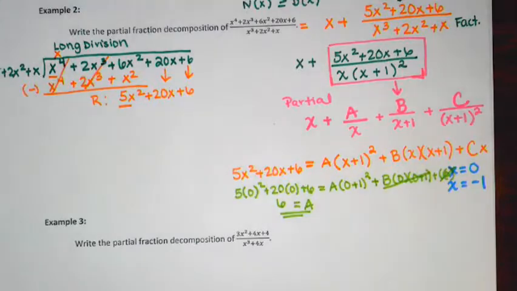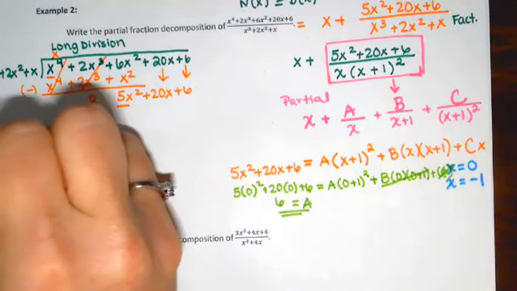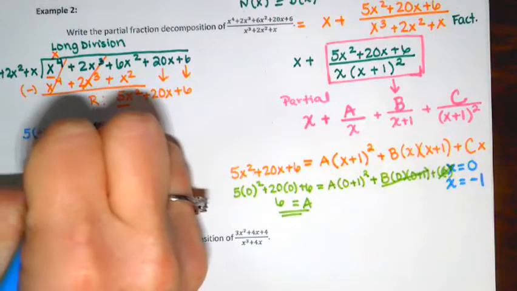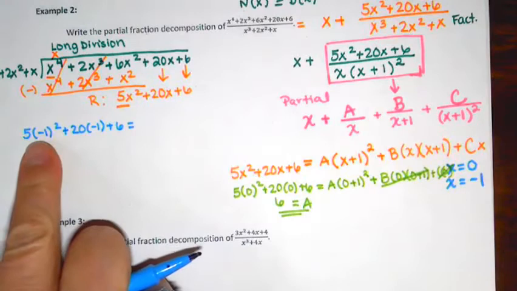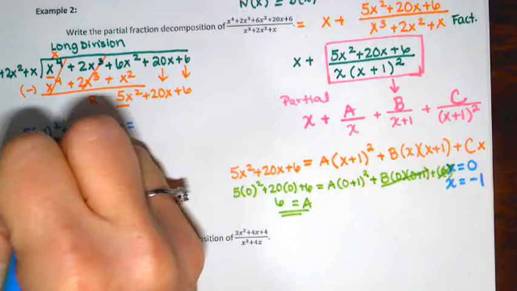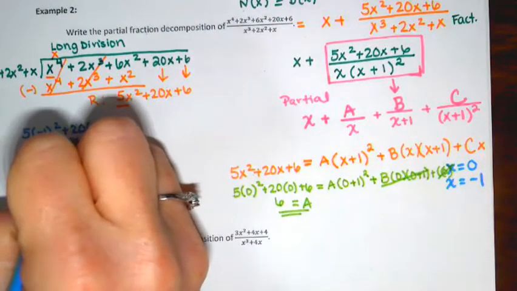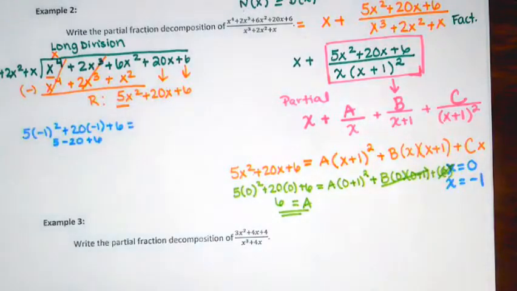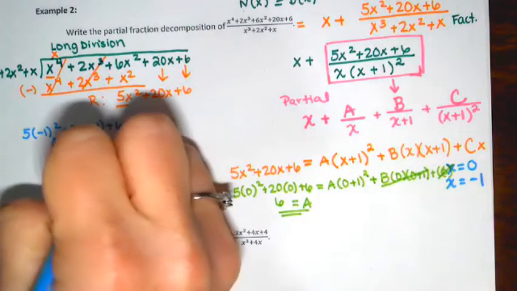Using the same thing, I'm going to come up here if you don't mind. So 5 times -1 squared plus 20 times -1 plus 6 equals. Let's do that side. What's -1 squared? 1. 1 times 5 is 5. 20 times -1 is -20, plus 6. What's 5 plus 6? 11. And 11 minus 20? -9. So we get -9 equals.